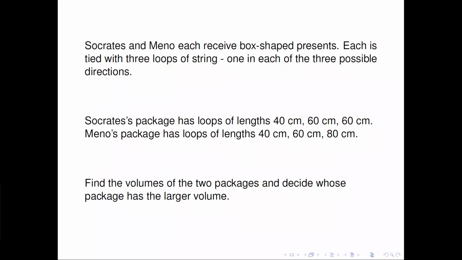Well, welcome back everyone. I hope you had a chance to think about the Socrates and Meno package problem. We're going to go through that in a moment and look at the solution. So this was the problem from last time.